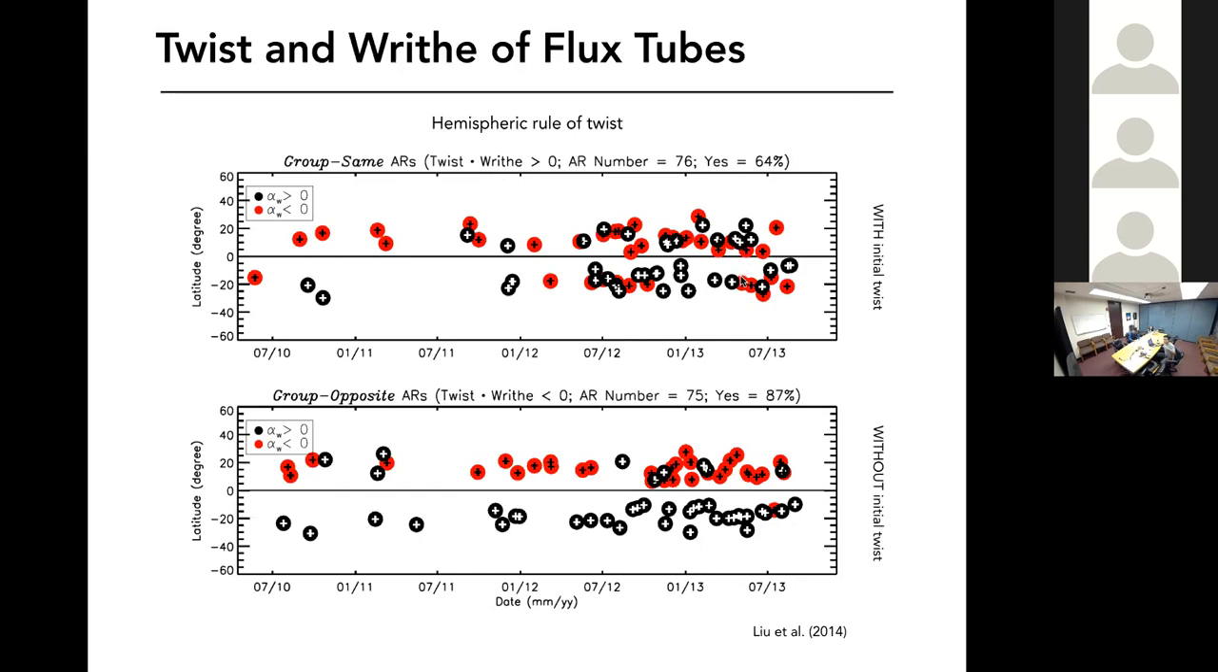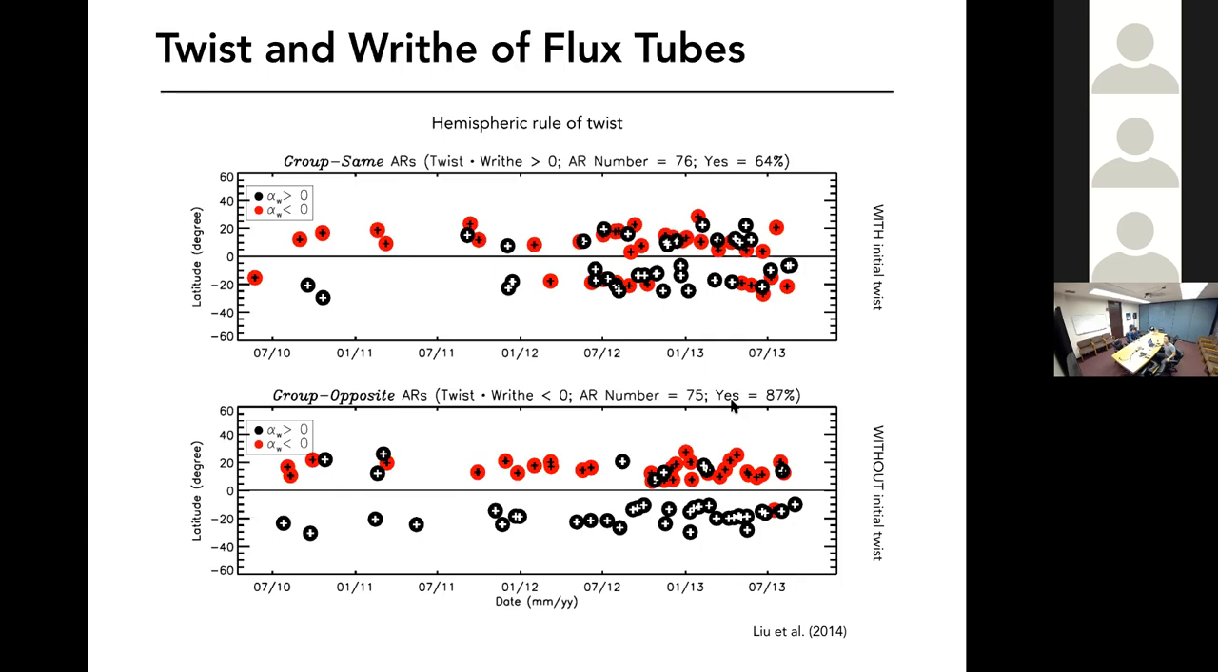Whenever there's a strong hemispheric dependency, we think, as we said, this large-scale dynamo is modulated by the rotation, right? But here we have a relatively weak dependence on the hemisphere. So it seems that the initial twist generated by the dynamo does not have a very strong hemisphere dependence.